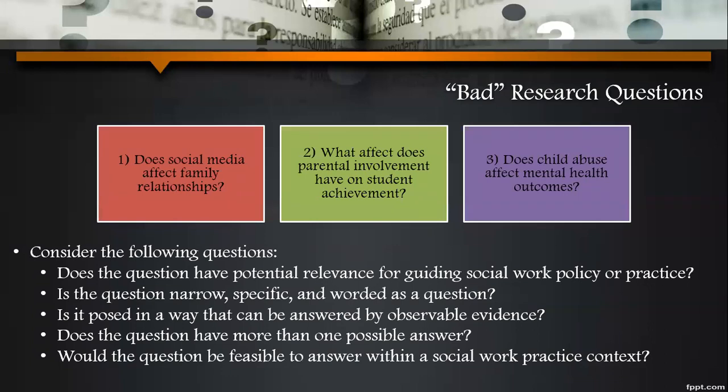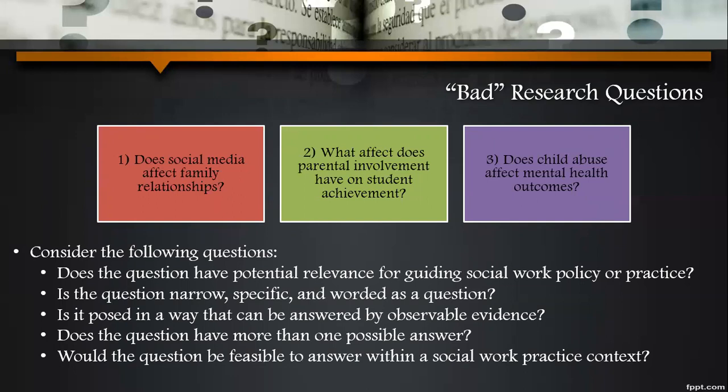So here are some examples of quote unquote bad research questions. The first one reads, does social media affect family relationships? The second one reads, what effect does parental involvement have on student achievement? And the third reads, does child abuse affect mental health outcomes?